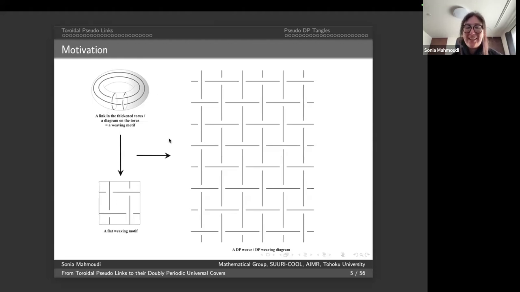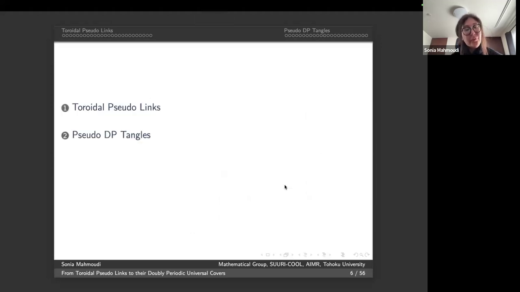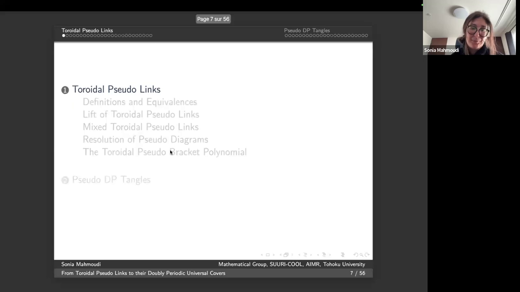But we will see later that it is a little bit more tricky, in the sense that when we go to the doubly periodic structure, there is a bit more to take into consideration. Hopefully, I will have the time to go through that. So as of today, we will not study classical links, but what we call pseudo-links. I will tell you a bit what they are, starting from the theory of pseudo-links in the thickened torus, and then see how we can go, if we have time, to the doubly periodic structure.